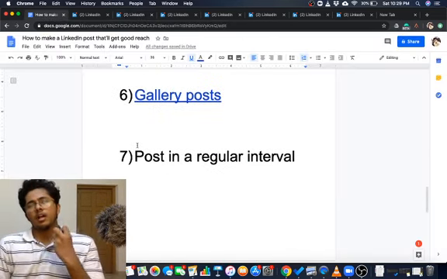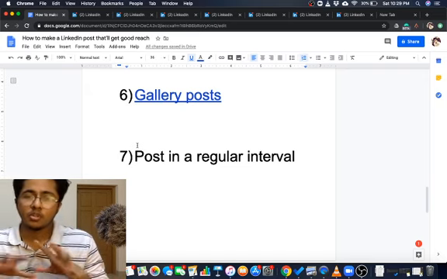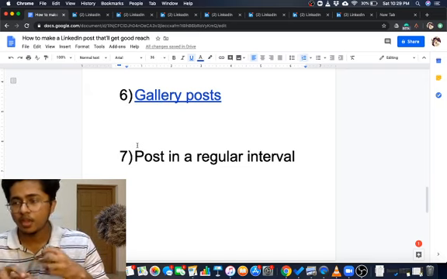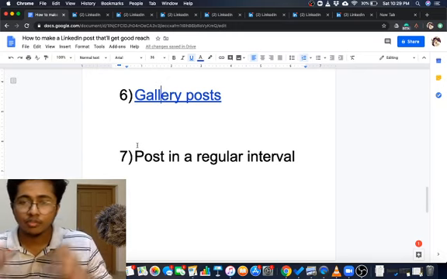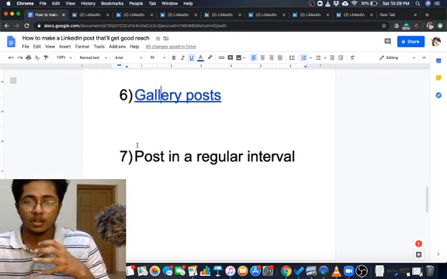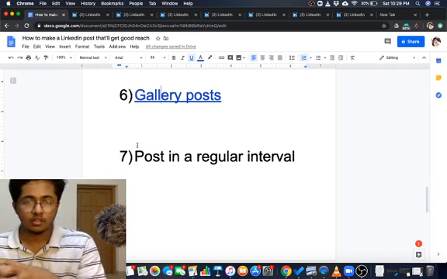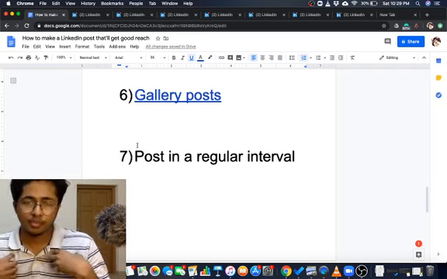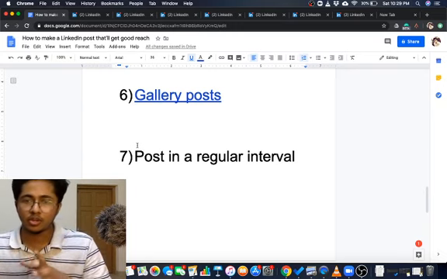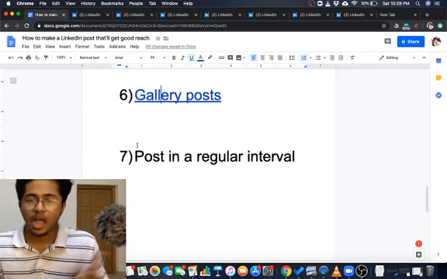And the seventh tip that I would be telling you guys is to post on a regular interval. If you ask me, my schedule is to post on Wednesdays and to post on Saturdays. So I'm forcing myself to come up with content to post on Wednesday and Saturday. If I don't have a regular interval like that, me personally, I would be skipping posting on LinkedIn totally, because I don't have a timeline.